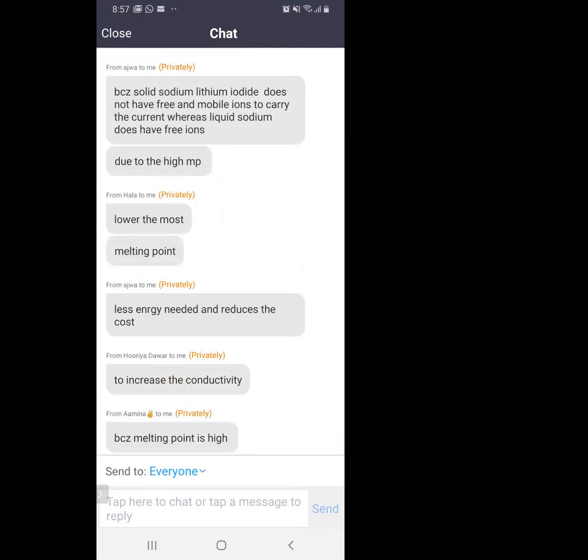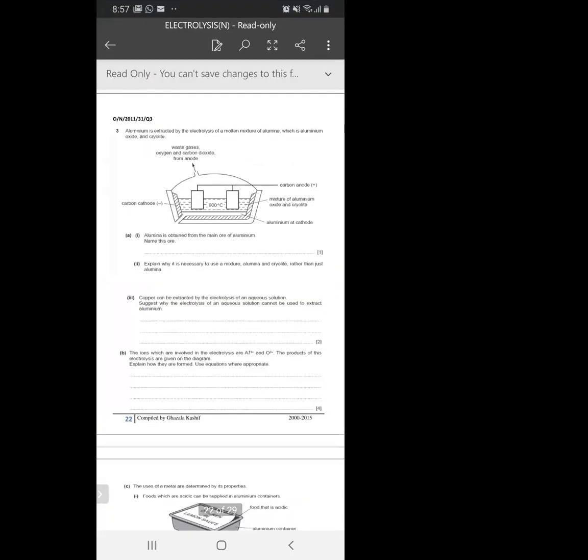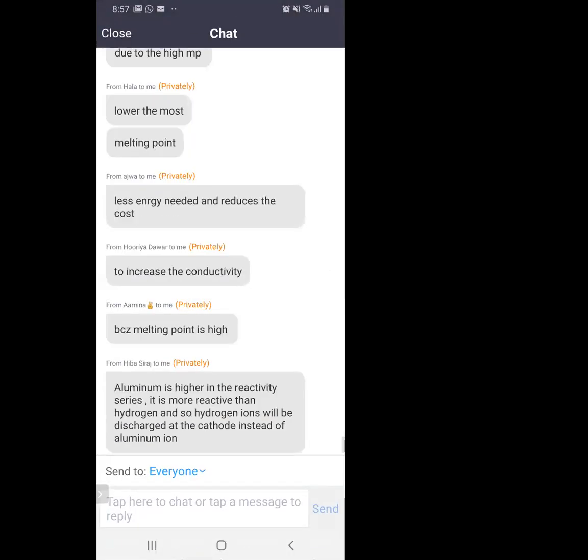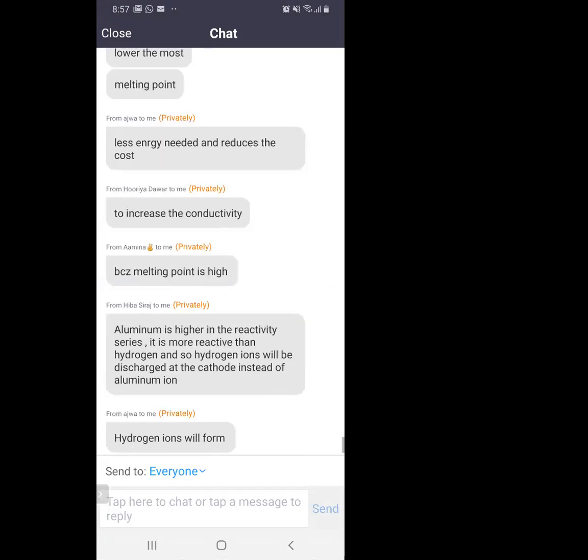Melting point is high of aqueous solution of aluminum. Copper, I'm repeating the question. Copper can be extracted by the electrolysis of an aqueous solution. Suggest why the electrolysis of an aqueous solution cannot be used to extract aluminum. And so hydrogen ion will be discharged at the cathode instead of aluminum ion.